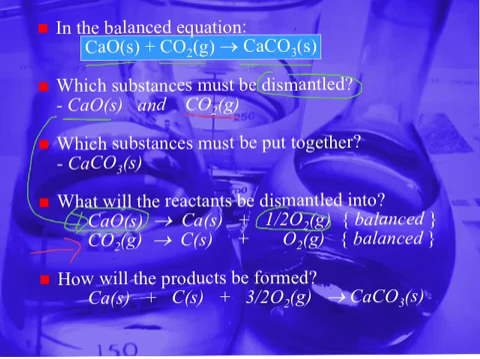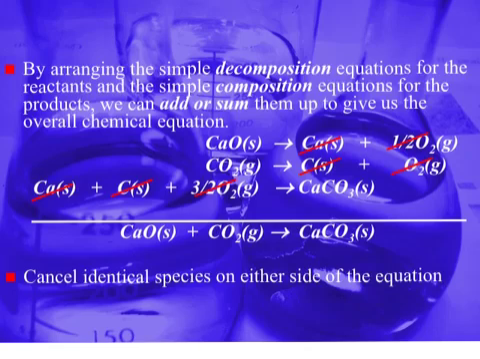Next, we ask ourselves, what substance must be put together? And that must be the product, calcium carbonate. Here we have the formation reaction for calcium carbonate. Again, notice that we're using fractional coefficients because we want to keep the coefficient for calcium carbonate to be 1. So if we add up all these reactions together, we should get the overall reaction back. And here we have the decomposition reactions for our reactants and the formation reaction for our product. We add them up and we see that yes, we do get back our original equation. Calcium oxide plus carbon dioxide yielding calcium carbonate.